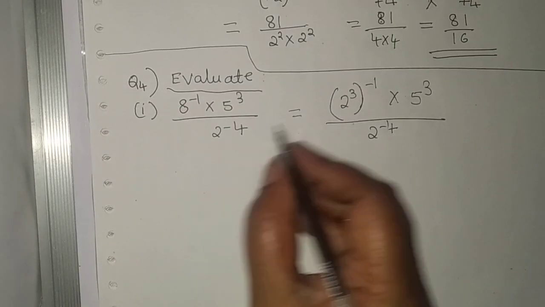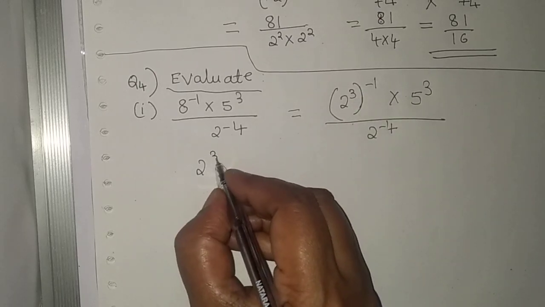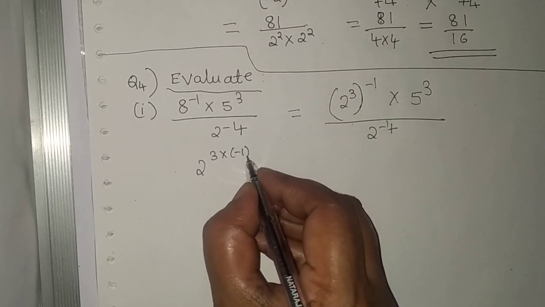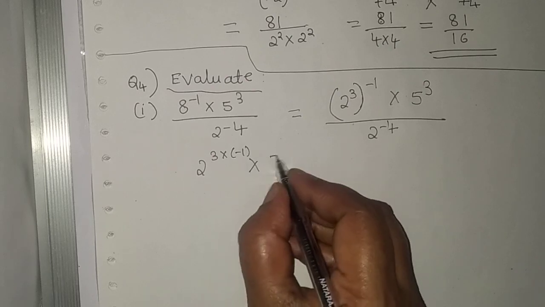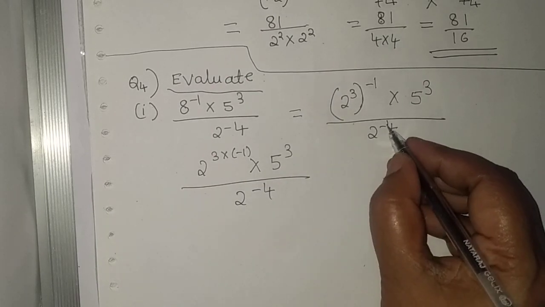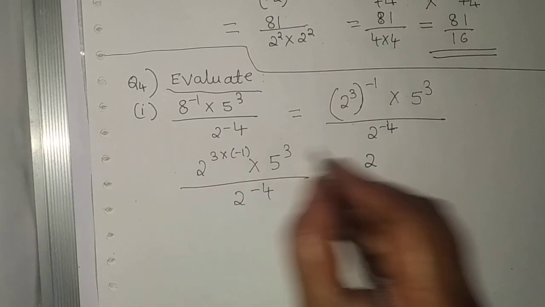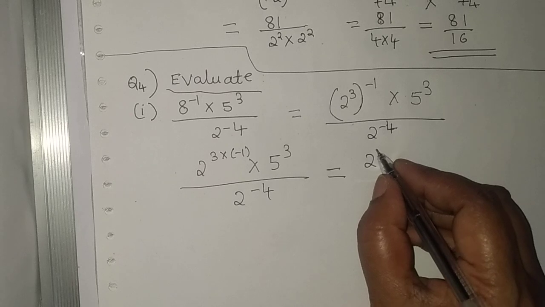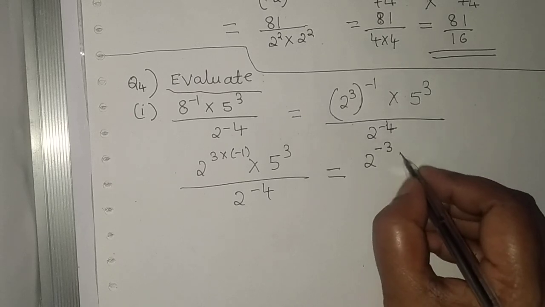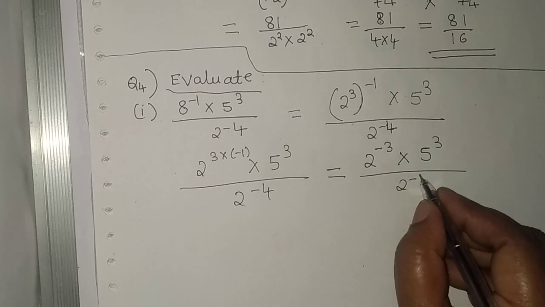After this multiply these 2, that is 2 into minus 1 into 5 cube by 2 to the power of minus 4. So after this multiply, what we get, 2 into minus 1 will become 2 into minus 3 into 5 cube by 2 to the power of minus 4.